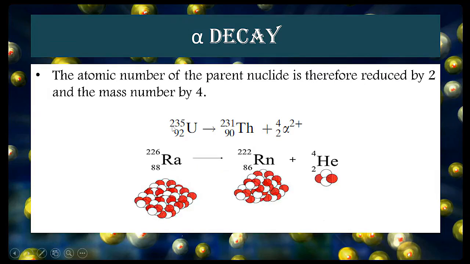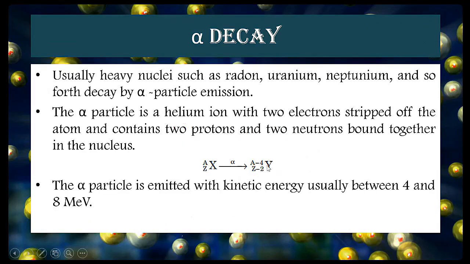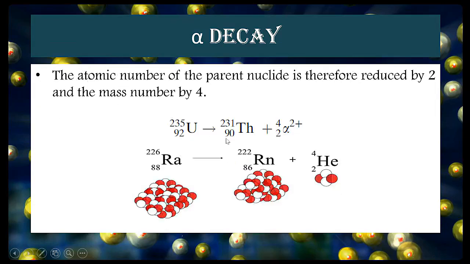So here, when we undergo alpha decay, the atomic number will be reduced by 2 and the mass number will be reduced by 4. Here you can see minus 2 and minus 4. So here you have an example, uranium 235 with atomic number 92 undergone alpha decay to thorium 231 with 90, with an alpha particle, or sometimes it can be written as helium.